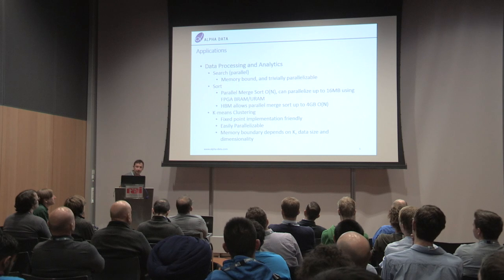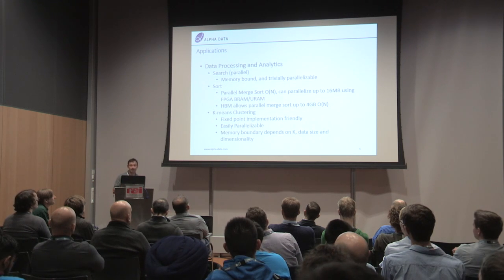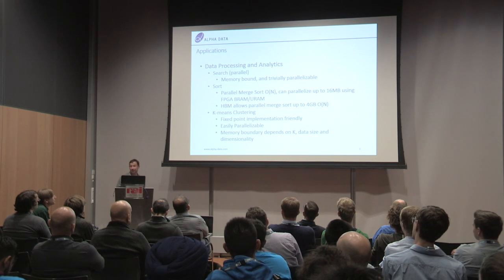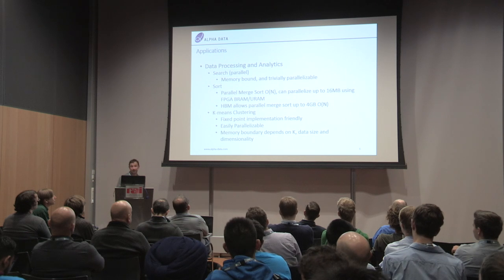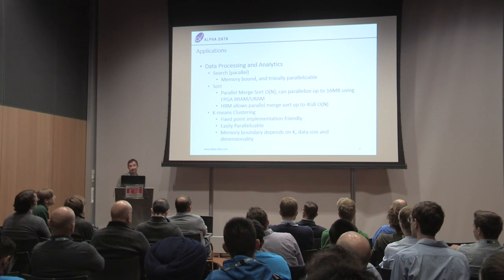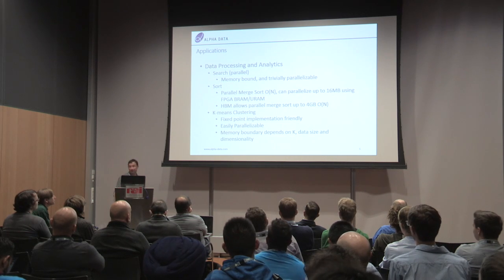over your standard DRAM-based accelerator. Some other applications we've been looking at, we've been looking at search. That's a fairly trivially parallelizable and memory-bound type of application. FPGAs give you great potential to scan the same data set multiple times for lots of different search queries, just streaming the data in and out as fast as possible. That's obviously memory-bound and obviously going to benefit from HBM.